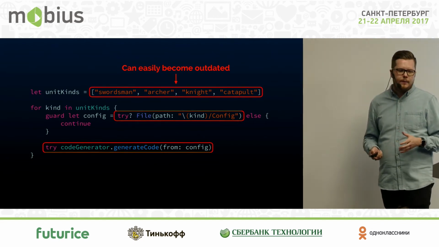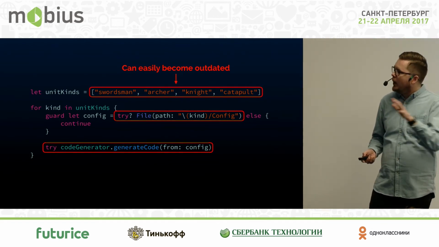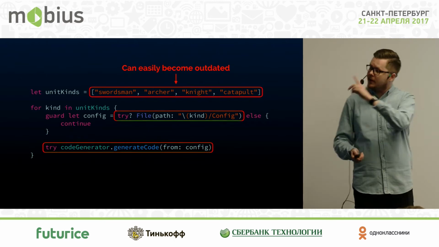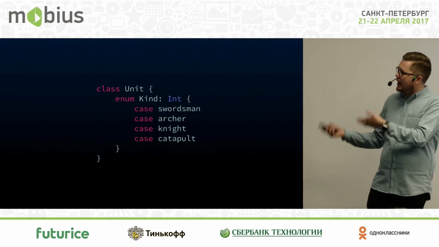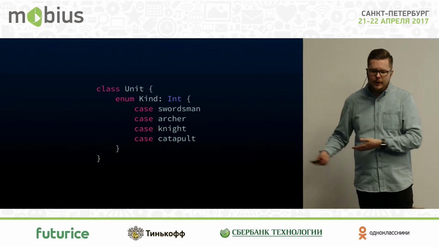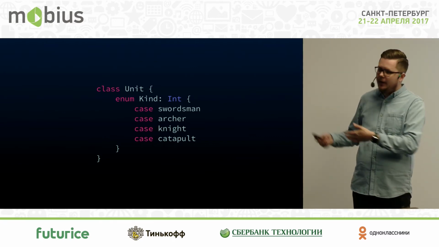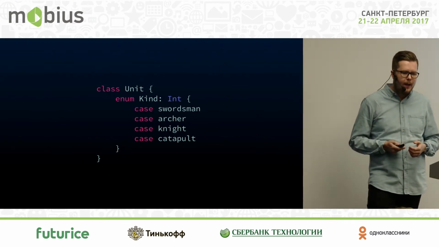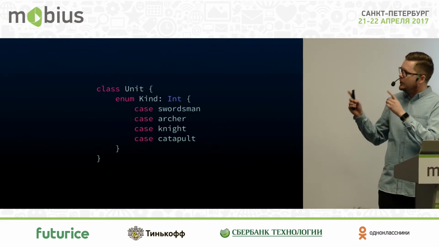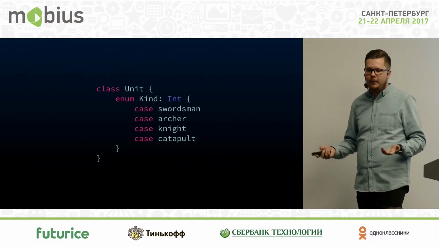But it turns out that the problem here is that we have two sources of truth. We have this array here, and in the game we have an enum, which basically is the same thing, but is what we use in the game. So here we have a class, which is a unit, and it has different cases for different kinds of units in the game. Wouldn't it be cool if we could actually use this instead to generate our animation assets?